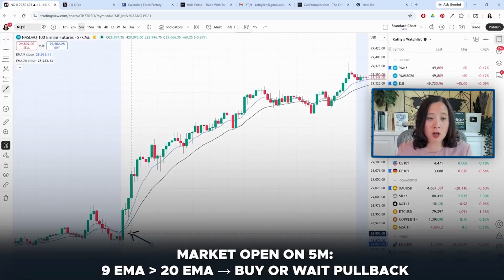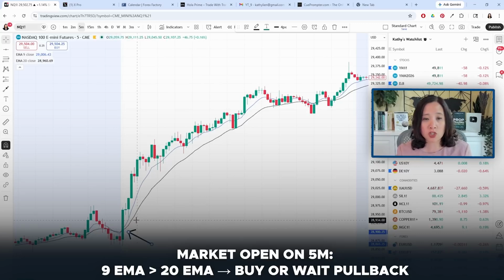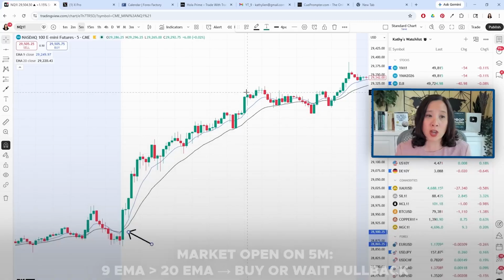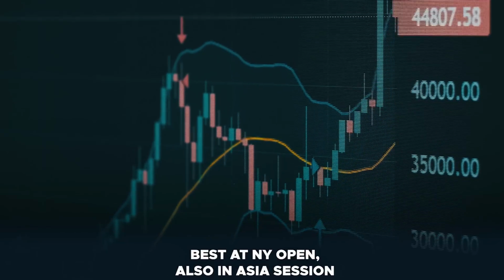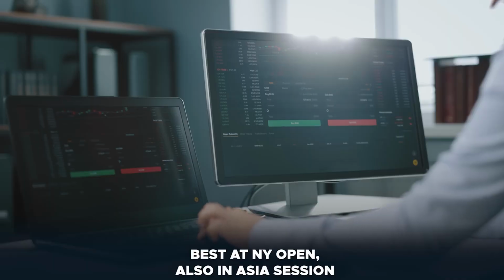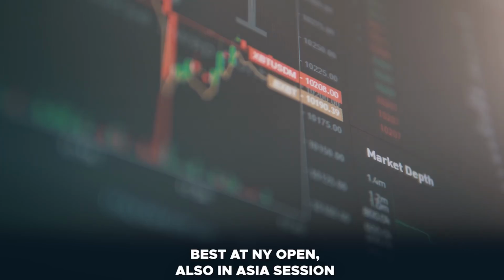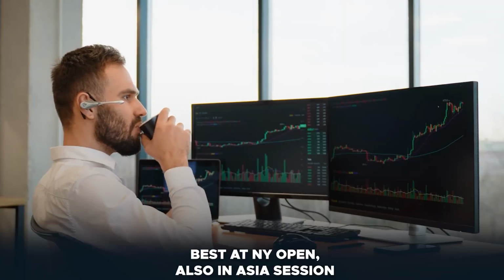We have a 5-minute chart, 9 EMA crosses above the 20 EMA. You can trade or you can wait for a retrace. Either way, beautiful trend continuation signal in the NASDAQ. And that's one of the ways I love to look at these indicators. This setup is especially popular during the opening hours of the New York market when momentum expands quickly, but can also occur quite often during the Asia session.